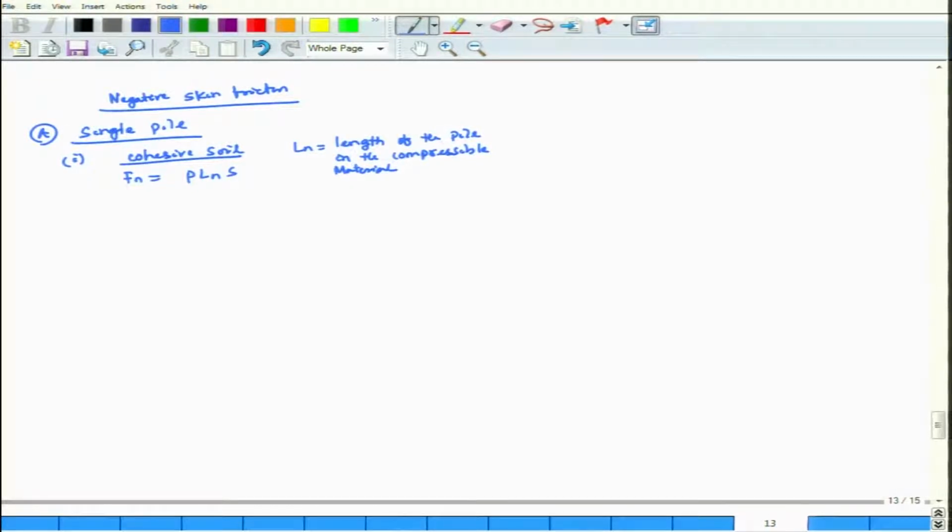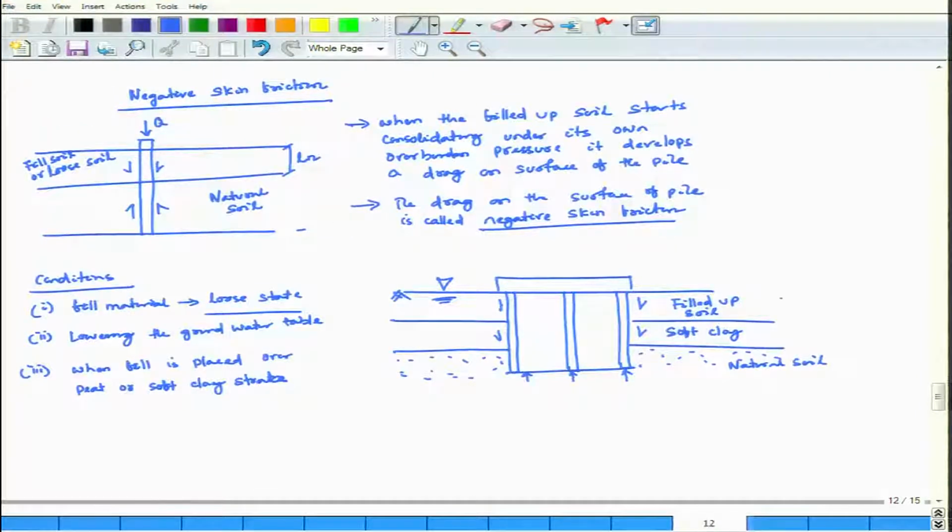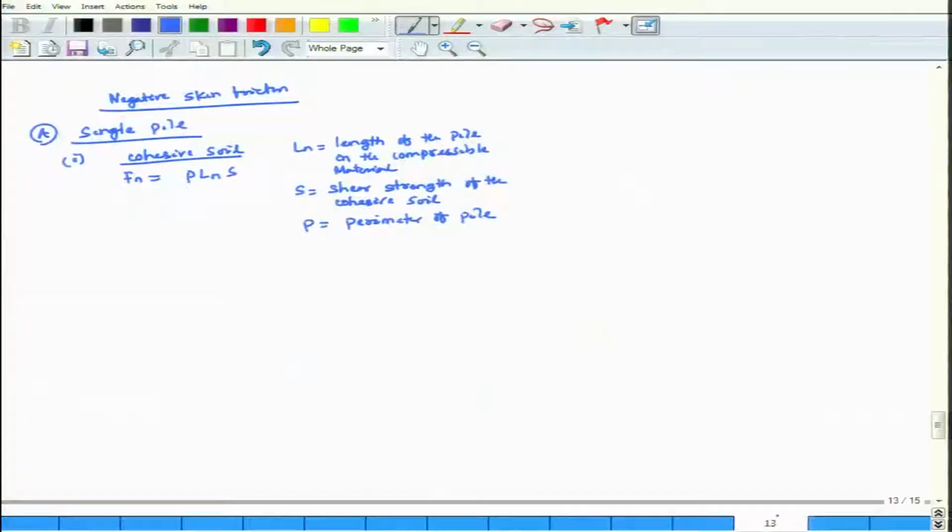S is shear strength of the cohesive soil. P is equal to perimeter of pile. So, negative skin friction is equal to P, perimeter of the pile, pi d, into L n. I have shown it, this is the L n in this case. S is equal to shear strength of the soil.